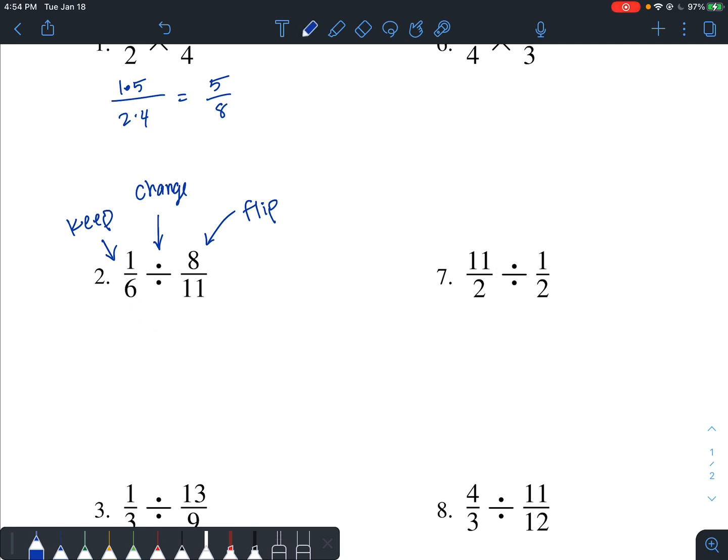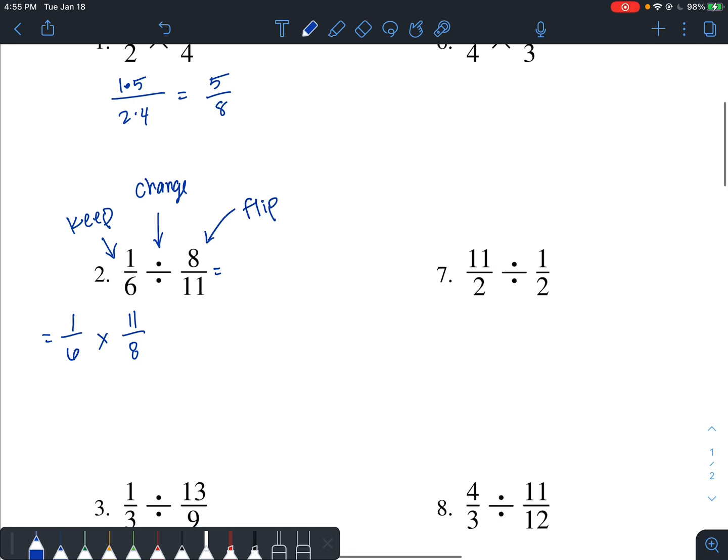So the keep, change, flip rule basically just states that you keep the first fraction as it is, so 1 over 6. You change the sign from division to multiplication, and you flip the second, so 11 over 8. This is the reciprocal of 8 over 11. And this is equivalent to this right here. So 1/6 divided by 8 over 11 is the same thing as 1/6 times by 11 over 8. They are the same expression. And so now, if you convert this expression into a multiplication expression, now you can multiply, which is what we just learned how to do.